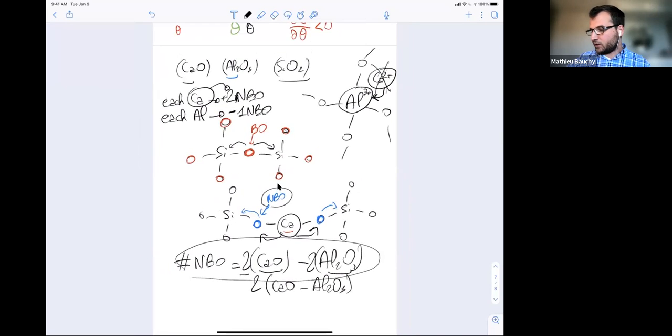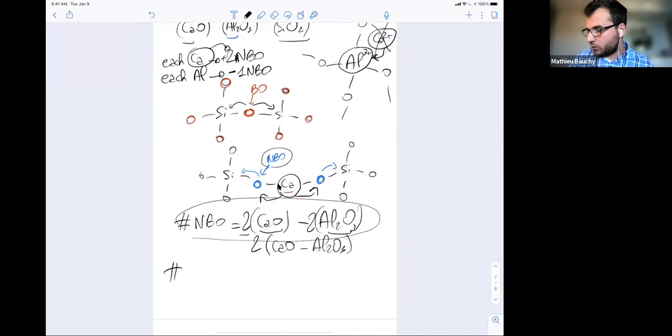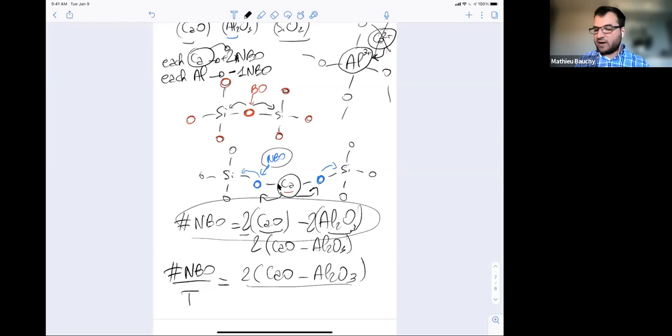Another feature that is also useful is the number of non-bridging oxygen per tetrahedron, which is actually what you mentioned. In that case, you would just take the number of non-bridging oxygen and divide it by the number of tetrahedral atoms that you have. For example, here the number of non-bridging oxygen is CaO minus Al2O3, and you divide by the number of tetrahedral atoms, which can be either silica or alumina. So aluminum or silicon, those are 2 types of tetrahedral atoms.